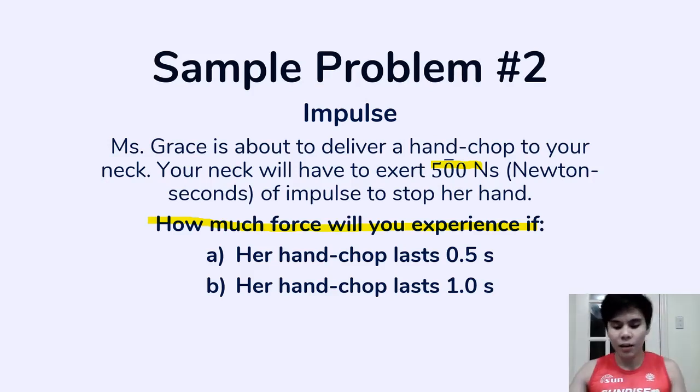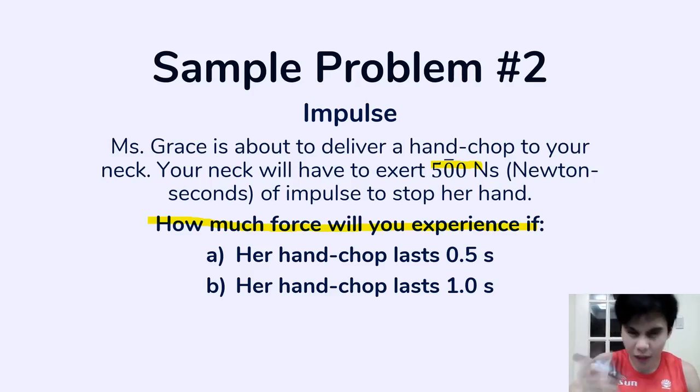Okay, so again, we take down our given. Our givens are specifically those that have been highlighted. So we have your impulse, which is equal to 500 Newton seconds. So let's write that down.